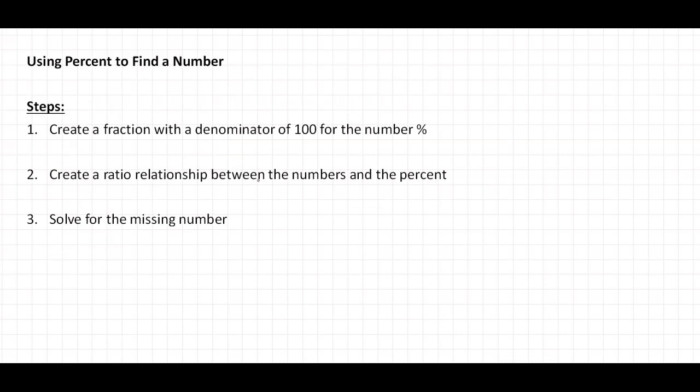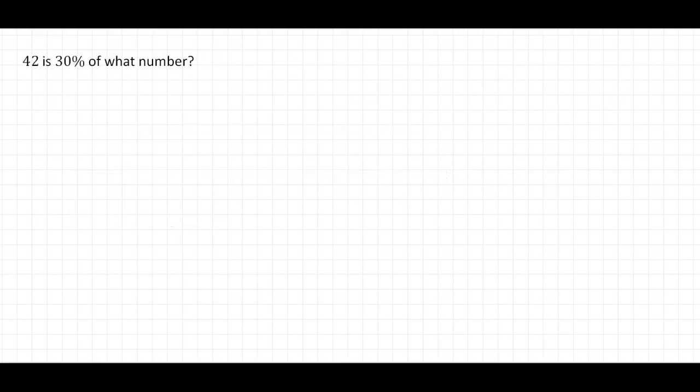Now, how do we go about using percent to find a number? The first thing you want to do is create a fraction with 100 as its denominator for the number that is to the left of the percent, and then we're going to create a ratio relationship between the numbers and the percent, and solve for the missing number. Now, this may all sound confusing, so let's go ahead and use these steps to solve some examples together.